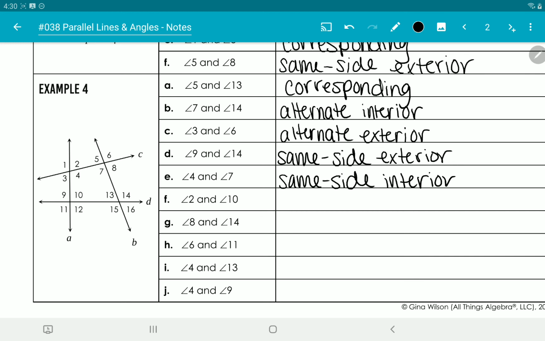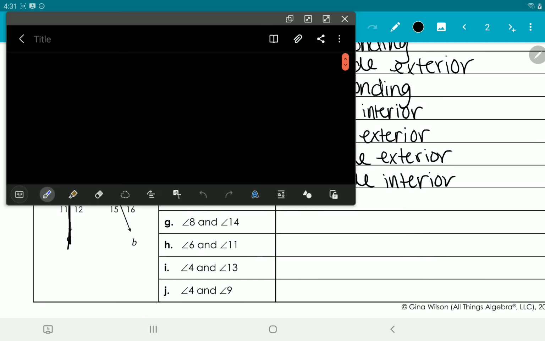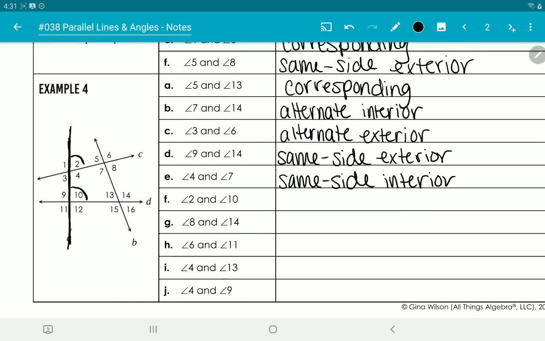Okay, 2 and 10 are these two. You can see this is the one that hits both of them, so that's going to be the transversal. You can see that they're on the same side, but 2 is on the outside of these two lines. You can only close up angle number 10. So one's on the inside, one's on the outside.